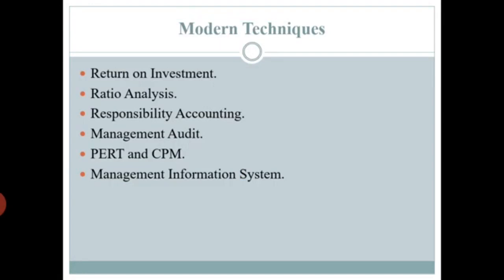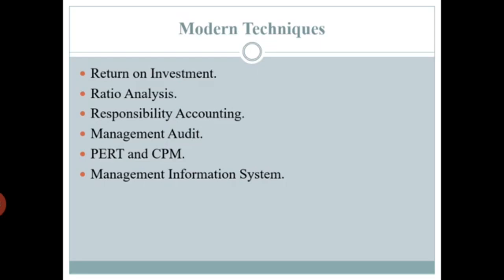PERT and CPM. When a complex project is undertaken which involves a series of interrelated or interdependent activities, the network models or techniques help in planning, coordinating, and controlling the network of activities. Various sequences of activities are scheduled with reference to time and cost, and managers execute the project within the constraints of time and cost. Two commonly used techniques that help in execution of complex projects are PERT and CPM.